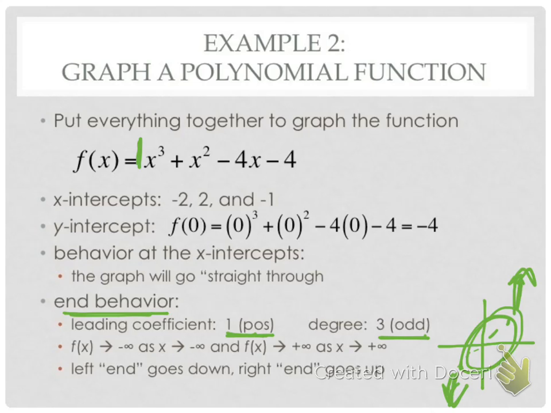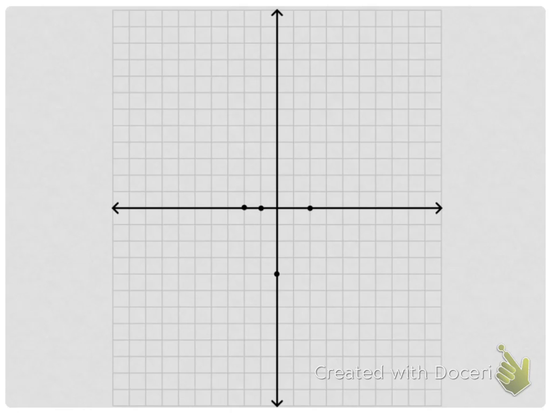So now if we add that information to our graph, we know that our left side is supposed to go down, and we know that our right side is supposed to go up. We also know that the graph is supposed to go straight through at each of the x-intercepts, and it should go through the y-intercept. So if I start from here, I can come through this x-intercept, turn around, go back down through this one, come down to hit my y-intercept, and then continue on up so that I'm going through this x-intercept and continuing with my arrow going up.